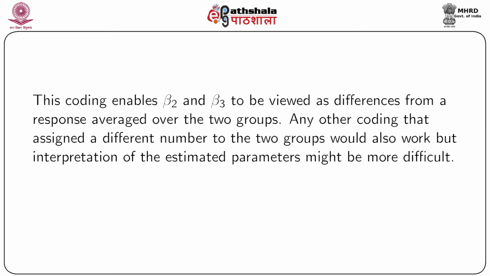Now this coding enables beta 2 and beta 3 to be viewed as differences from a response averaged over the two groups. Any other coding that assigned a different number to the two groups would also work, but in that case we have to be careful about how we interpret the final estimates of the coefficients from the fitting of the model.